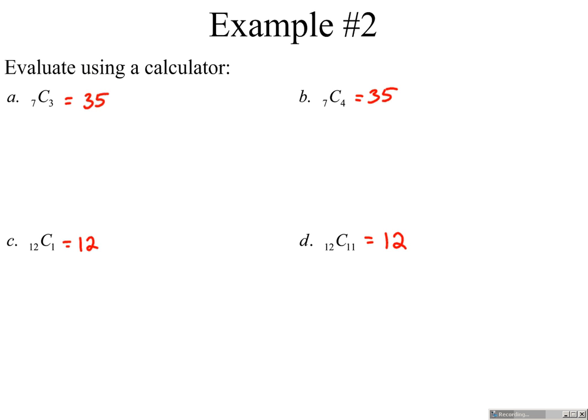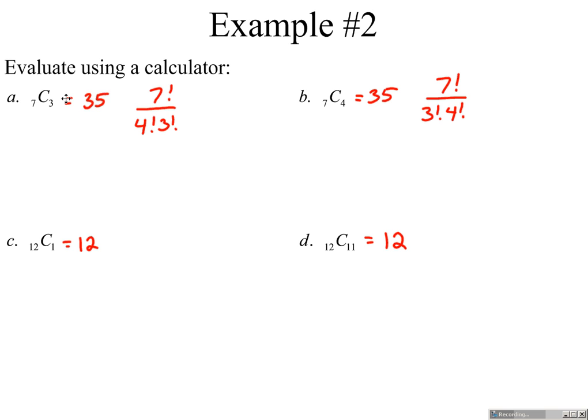Notice the pattern that you see here. 7 choose 3 is the same as 7 choose 4. 12 choose 1 is the same as 12 choose 11. Remember, 7 choose 3, if we did this by hand, is 7 factorial over 4 factorial, 3 factorial. 7 choose 4 is 7 factorial over 3 factorial, 4 factorial, so you can see why those are going to be the same solution. Same thing for 12 choose 1 and 12 choose 11.